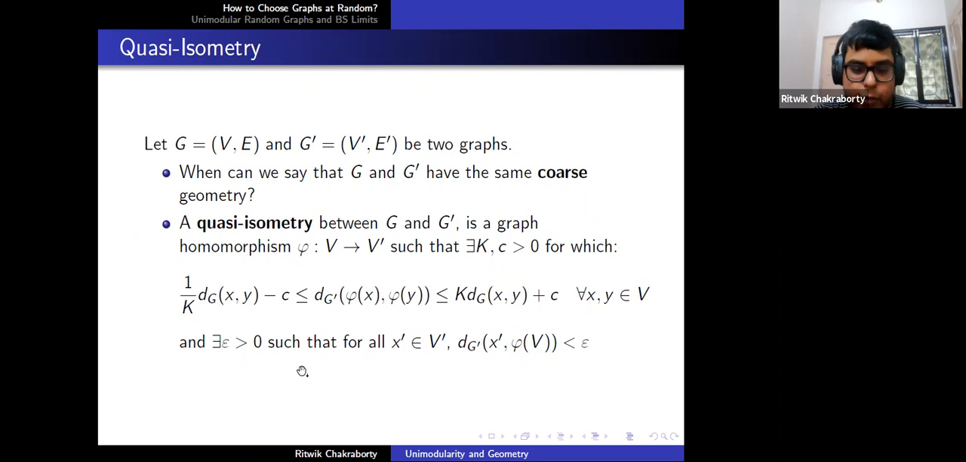And the second property that you want is that phi needs to be essentially surjective. What does that mean? That means that if I take any vertex in, let's say, G prime, then it ought to be close enough, in fact uniformly close enough, to the image of a vertex in V. So in particular, if you take the images of the vertices under phi and cover all the points by some epsilon balls, where epsilon is constant or fixed, then the entire collection covers all of the graph.